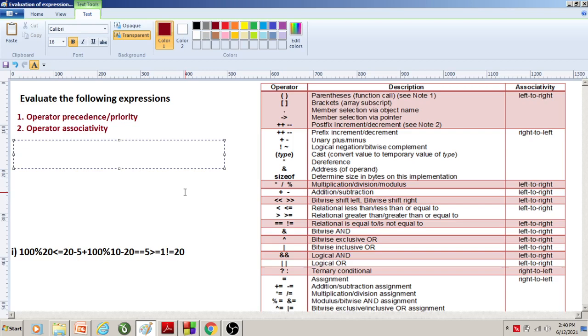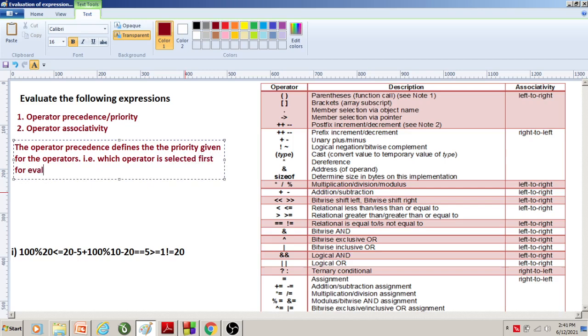So the operator precedence defines the priority given to the operators, that is, which operator is selected first for evaluation.